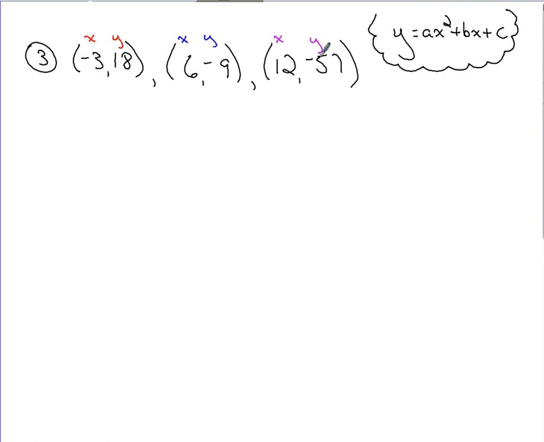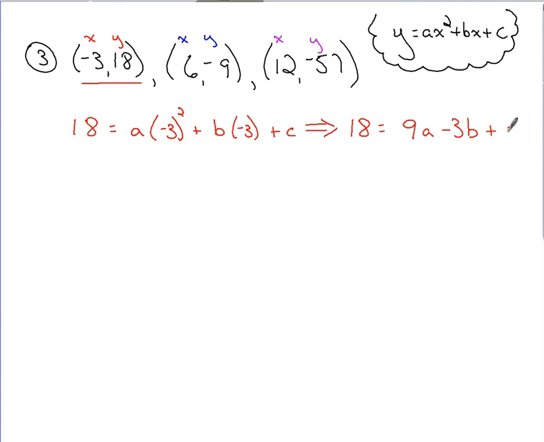I should start substituting these values in the appropriate places for x and y within that form. What I mean by that, if I take this first ordered pair, substitute 18 in for y, I have 18 equals, substitute x in as -3, it'd be a times -3 squared plus b times -3 plus c. If I simplify that, 18 is going to equal 9a minus 3b plus c.